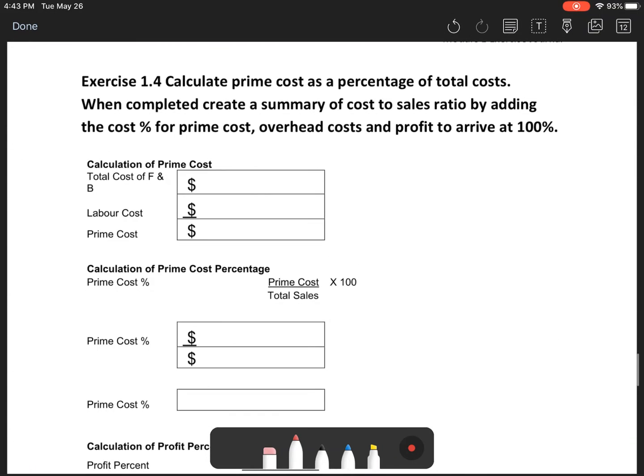Let's move to exercise 1.4. We're going to calculate prime cost. Prime cost formula is very simple. Your prime cost is equal to your food cost, your beverage cost, and your labor cost. Overheads are not there in prime cost. Overheads are not a part of prime costs.